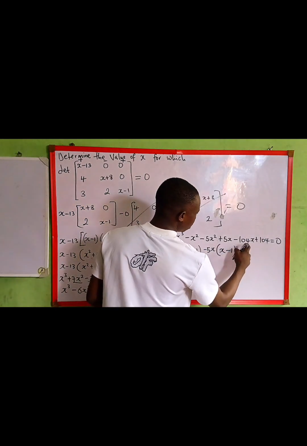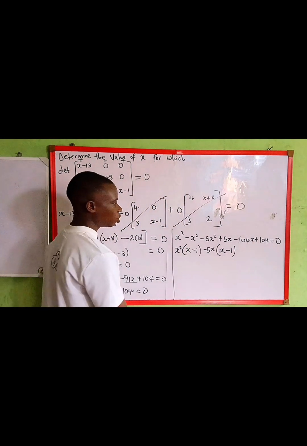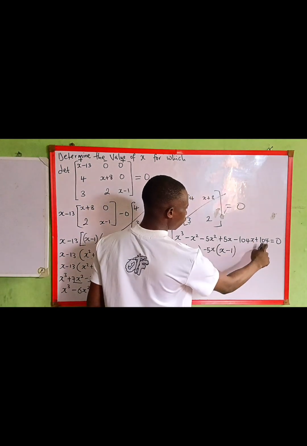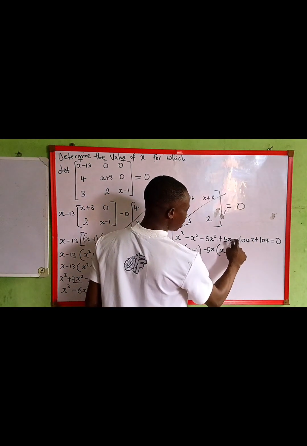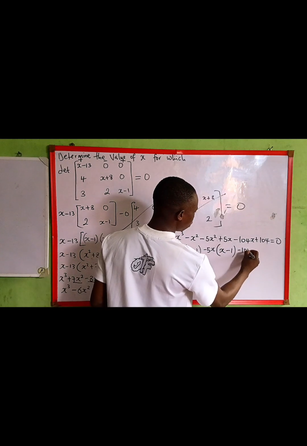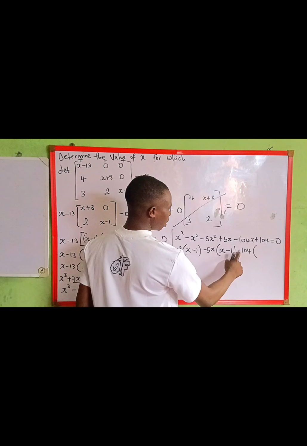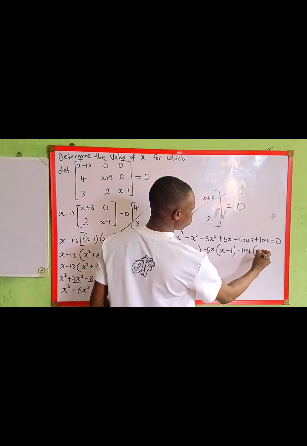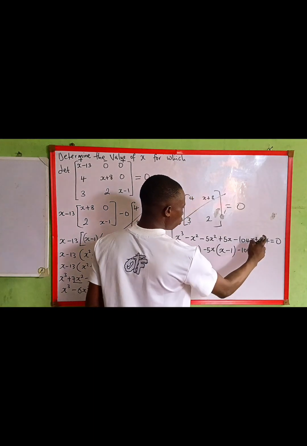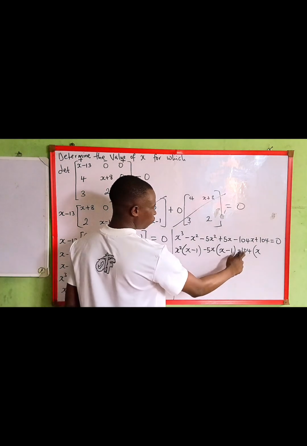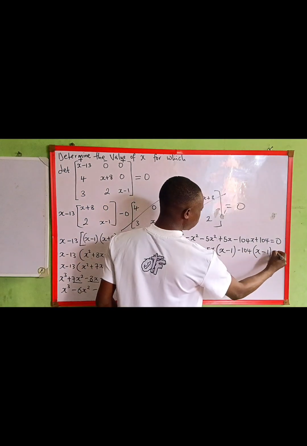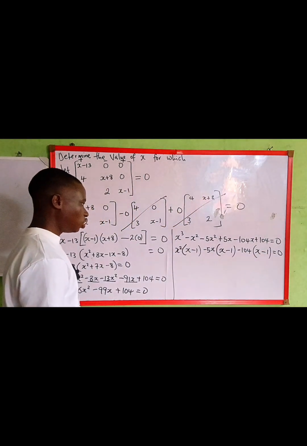Then here we are going to factor out something. So we are going to factor out 104, which is common here. Because of this negative, we factor out negative 104. Then we open bracket. Negative 104x divided by negative 104 will remain only this x. Then 104 divided by negative 104 will remain negative 1, which is equal to 0.